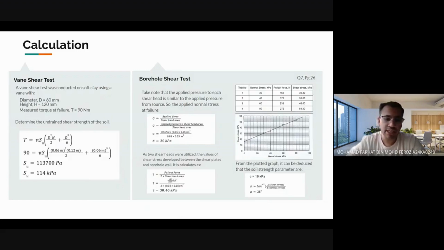By plotting shear stress versus normal stress on a graph, we can derive our soil parameters. We can get the value of cohesion. Cohesion, known as C, is the y-intercept of our graph. In our sample data, cohesion was determined to be 16 kilopascals, while the friction angle is the gradient of the slope, which we can get using the formula. We find our angle is approximately 25 degrees.